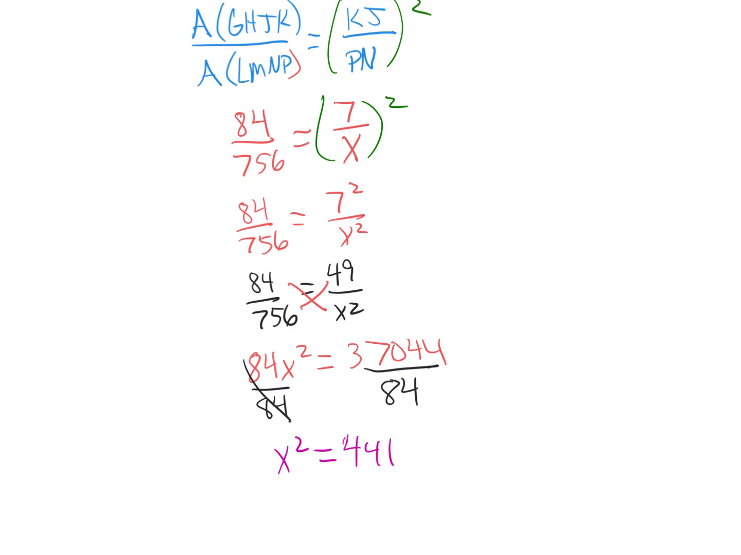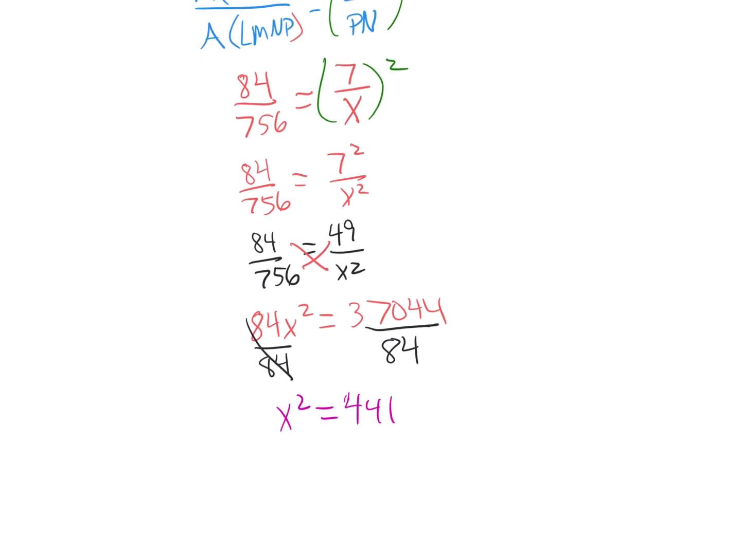Now, does anybody know that last step I got to take here, because x is not by itself, it's got that squared on it. What's the opposite of squaring something? Not dividing. Nope. So it's square roots. So what I need to do is I need to square root the x squared. Square root 441. And what is x equal? 21. And that's it.